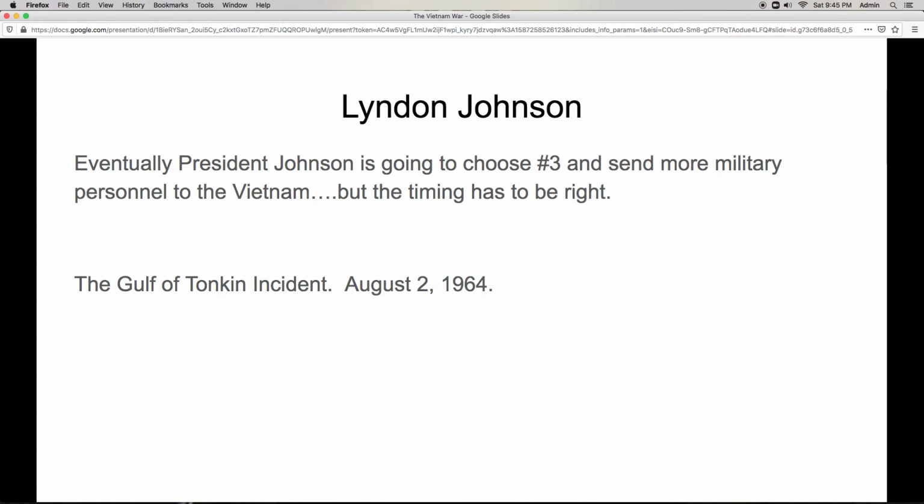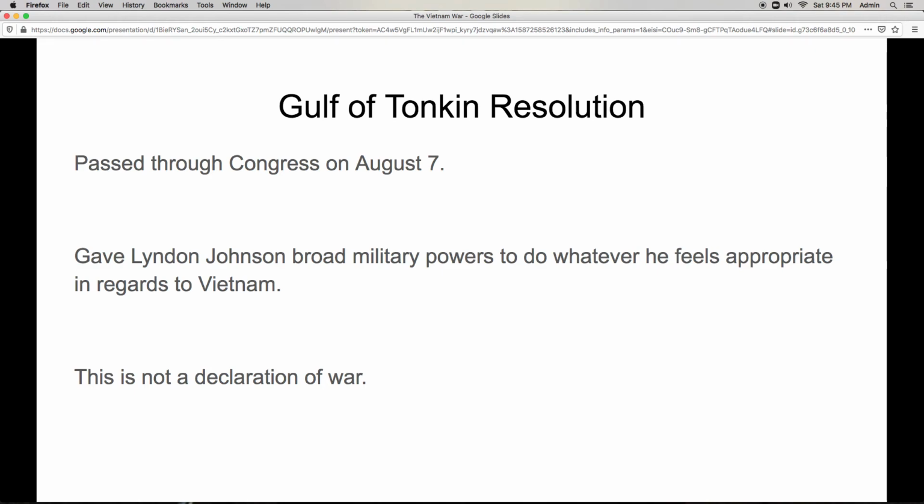Regardless, so they report back to Washington, we've been attacked by the communists. Unprovoked attack, so they say. Two days later, another call back to Washington saying it happened again. Come to find out that the second incident was a lie. So here's the incident that Johnson's been waiting for.